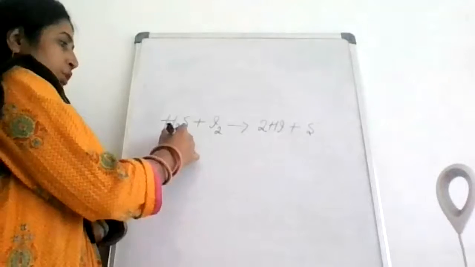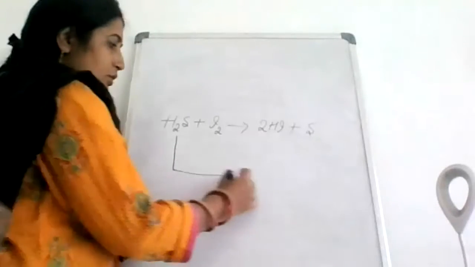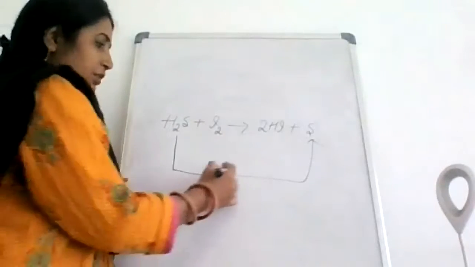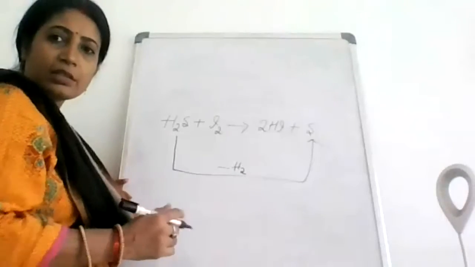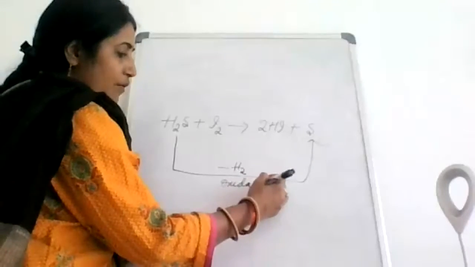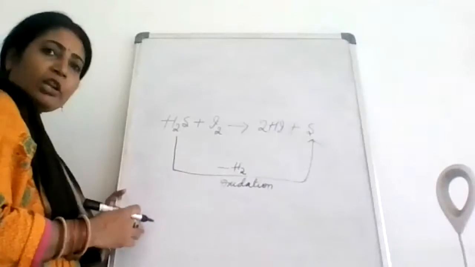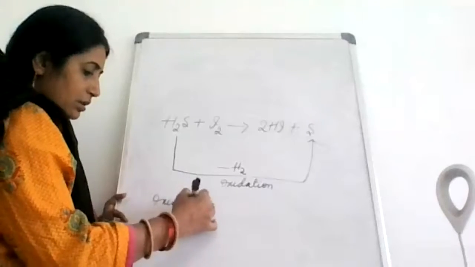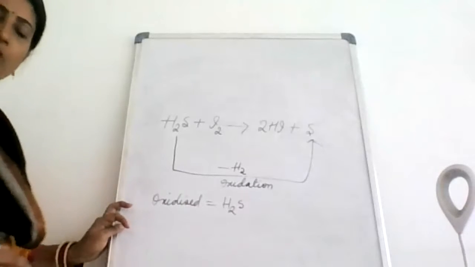H2S arrow, where are we going to take it? S. What is happening here? Oxidation. Removal of hydrogen is taking place. That's why we say this is the process of oxidation. If oxidation is taking place, then H2S will be said to be oxidized. H2S is getting oxidized.